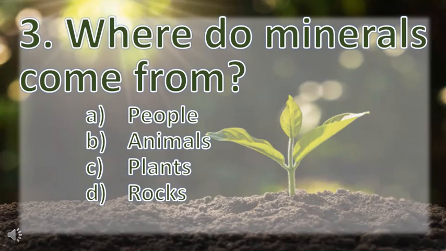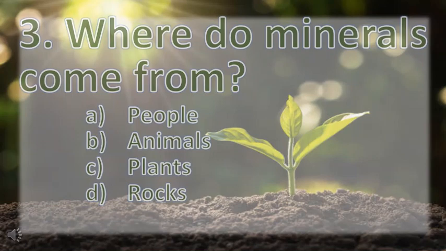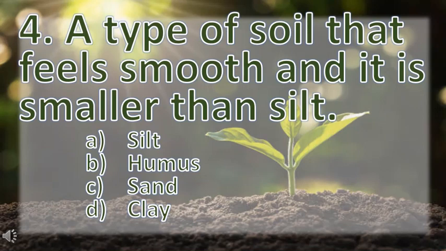Number 3. Where do minerals come from? Letter A, people, B, animals, C, plants, or letter D, rocks? Number 4. A type of soil that feels smooth and it is smaller than silt. A, silt, B, humus, C, sand, or letter D, clay?